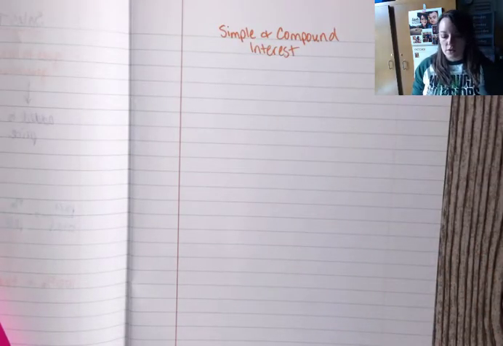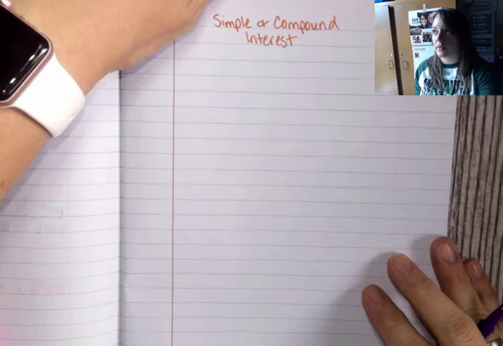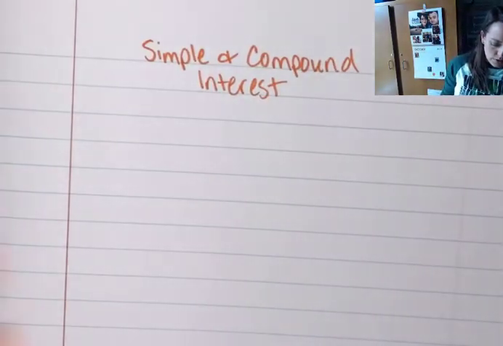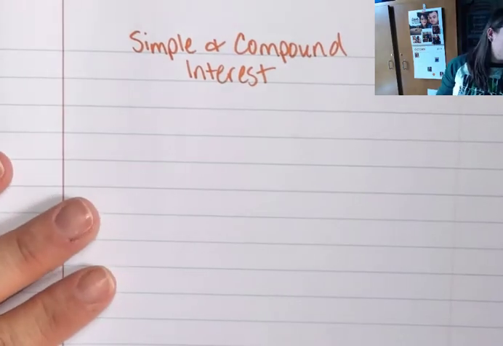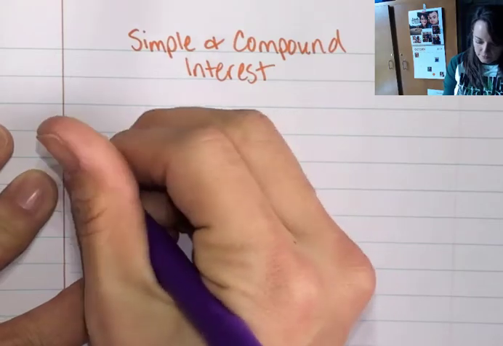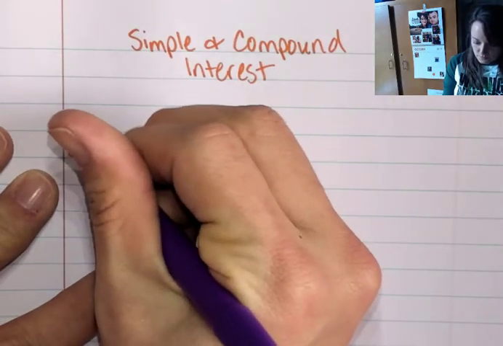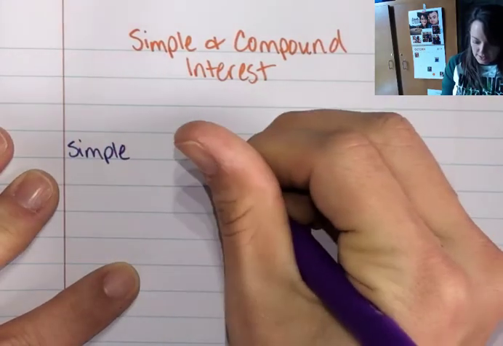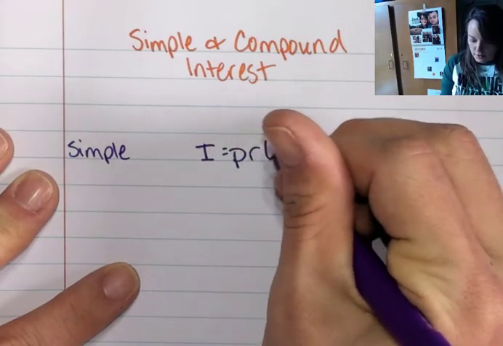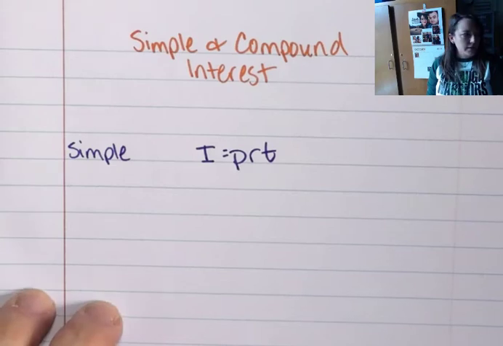Two types of interest. One is literally simple and the other one is pretty complicated. So they're both a formula. If you can use a formula, this is very easy. The simple interest formula is I equals P R T. We've talked about this, yes?